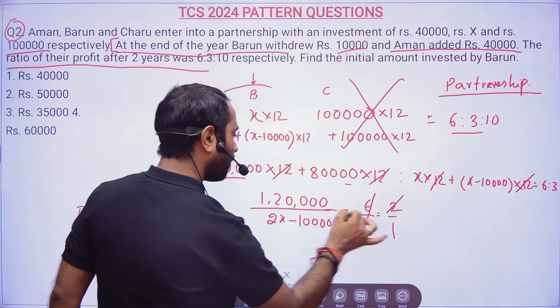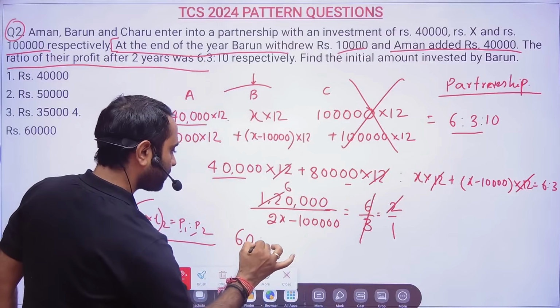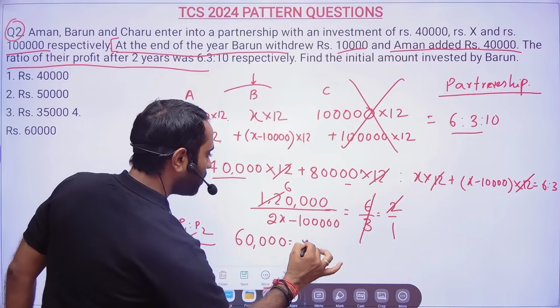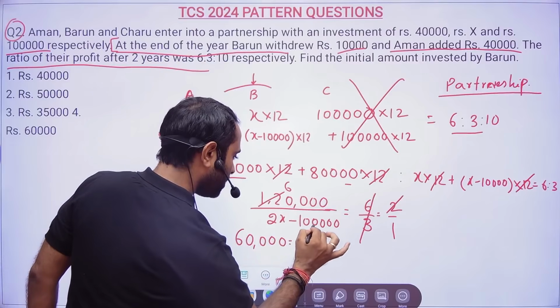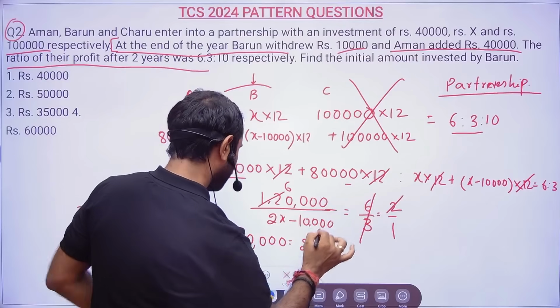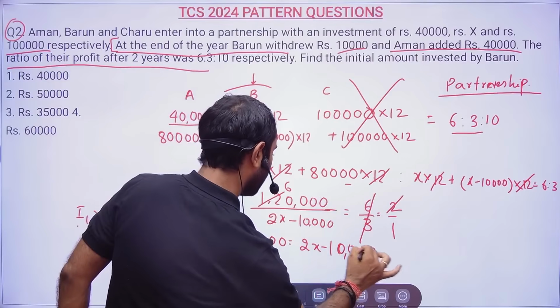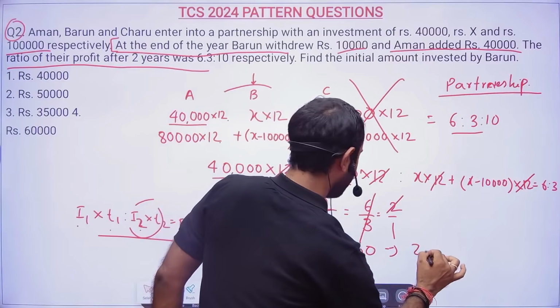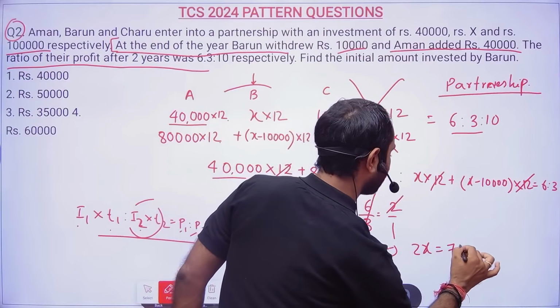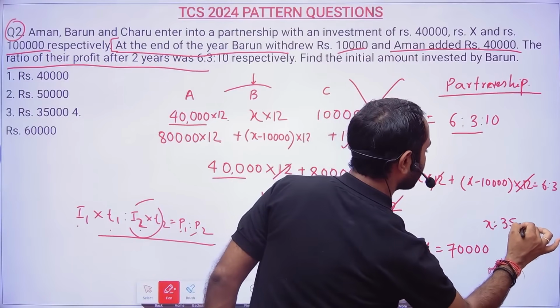Okay. 2 will divide this by 6 times. So basically 60,000 will be equal to 2x minus 10,000. So here 2x will be equal to 70,000. So x will be equal to 35,000.